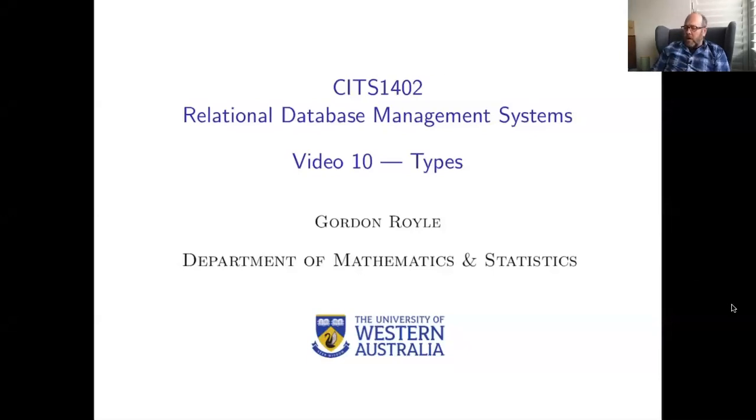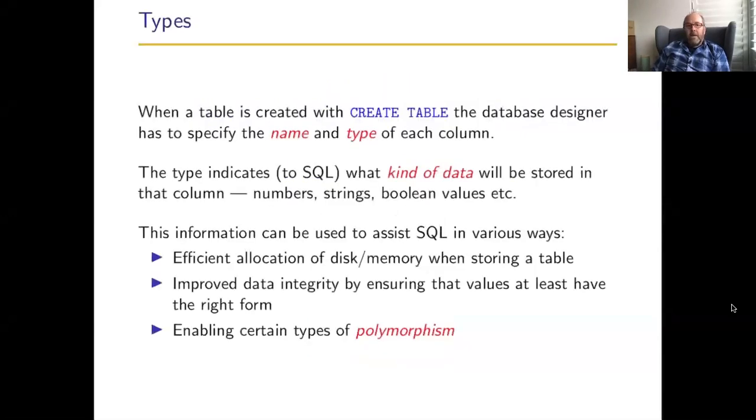Video 10, types. So today it's a rather technical topic and fairly dry, so we'll just get through it as quickly as possible because it is unfortunately very important. Types refers to the kind of data that is going to be stored in each column. In particular, when we create a table using the create table command, the database designer at that point has to specify what is the name of the column and also what is the type of the column. So the type indicates to SQL what kind of data will be stored there.